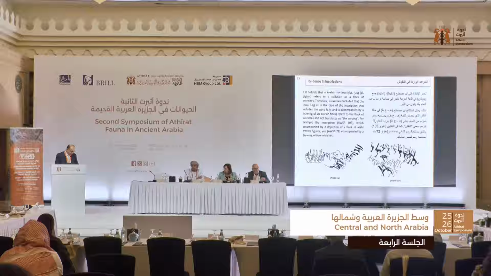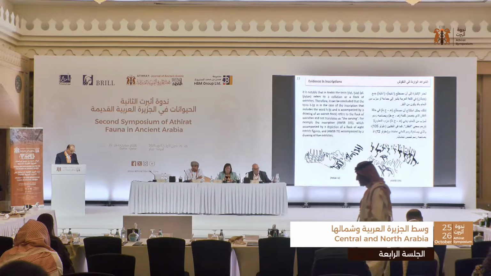For example, the inscription Allulo 105, which is accompanied by a depiction of 8 ostrich figures, and also the inscription Allulo 72, accompanied by a drawing of 5 ostriches. Ostriches are referenced in some Semitic personal names, as has been found in the corpora, such as Na'amat, Ra'il, Haqil, and Hifnat or Hafnat.